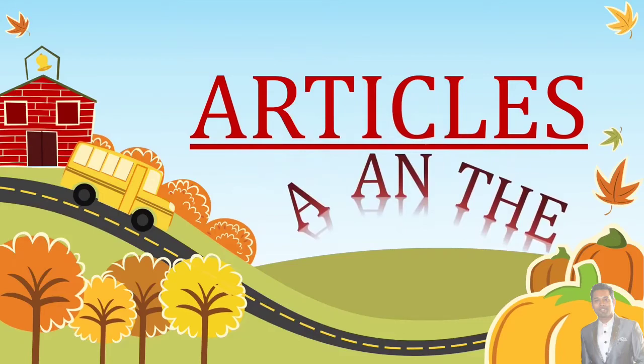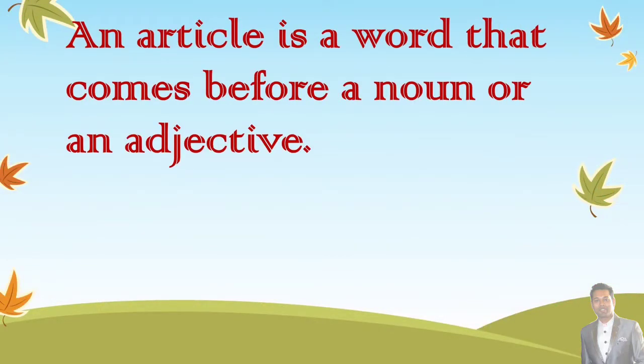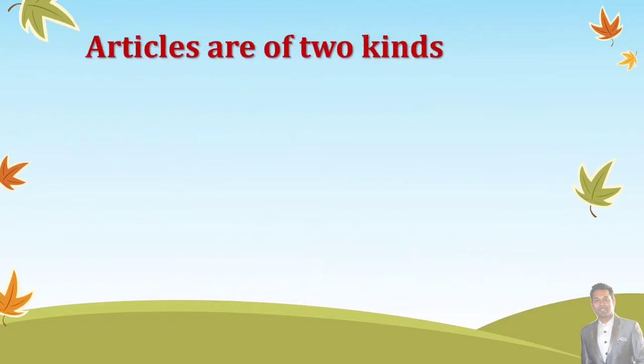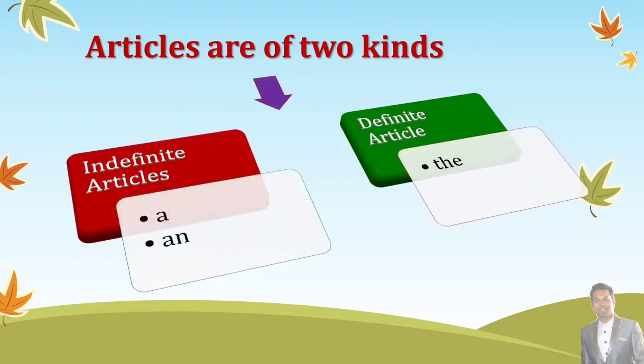A, an, the. These are articles. An article is a word that comes before a noun or at times before an adjective too. Articles are used to point out the people or things. There are two kinds of articles, indefinite articles and definite articles. There are two indefinite articles, a and an, and there's just one definite article, the.